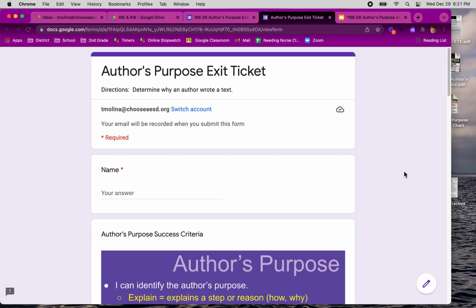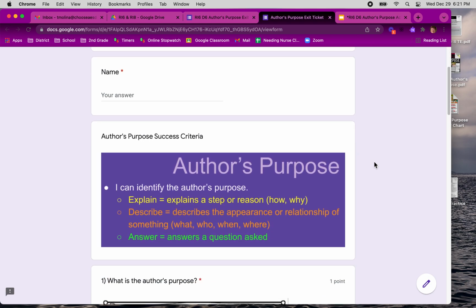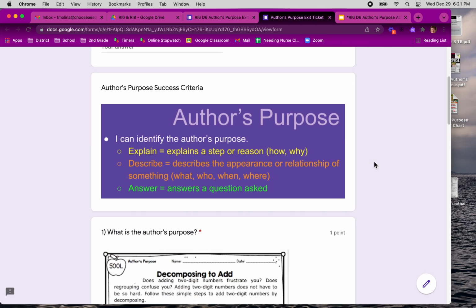Exit ticket. Directions: determine why an author wrote a text. Author's purpose success criteria. I can identify the author's purpose. Explain equals explains a step or reason, usually with how or why type questions. Describe equals describes the appearance or relationship of something. Questions usually start with what, who, when, where. Answer equals answers a question asked.